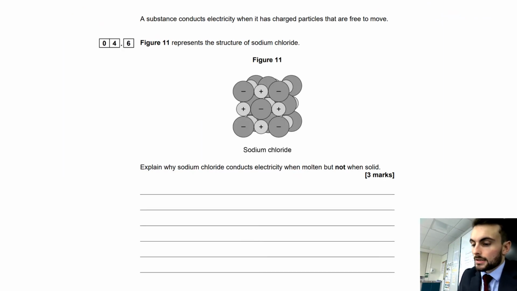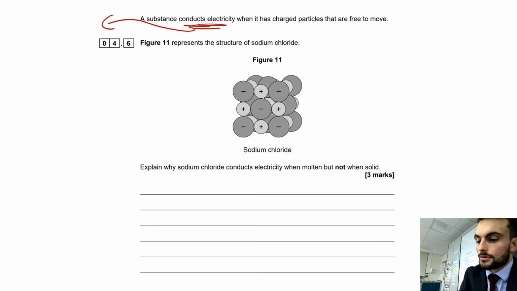A substance conducts electricity when it has charged particles that are free to move. Right, there's a lot of information in that sentence if you know how to pull it apart. First off, conducts electricity, phrases that pop into mind. What needs to be able to be carried for something to conduct electricity? We're thinking about the word charge. What else could we be talking about? We could be talking about delocalized electrons.